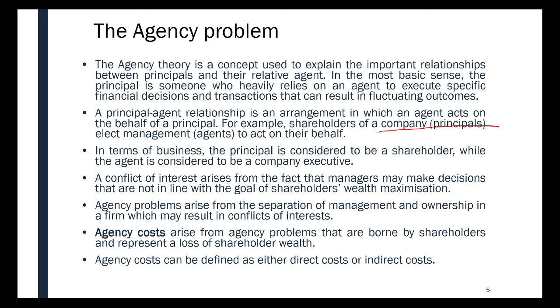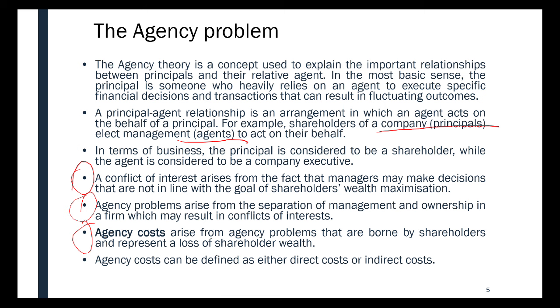Shareholders are principals, management are agents. I told you that, right? The agents act on behalf of the principal, the shareholders. Conflict of interest might arise, right? Because think about it. One, the manager might think something else, the shareholder might think something else. So that's conflict of interest. So obviously, separation of management in the firm causes conflict of interest, right?